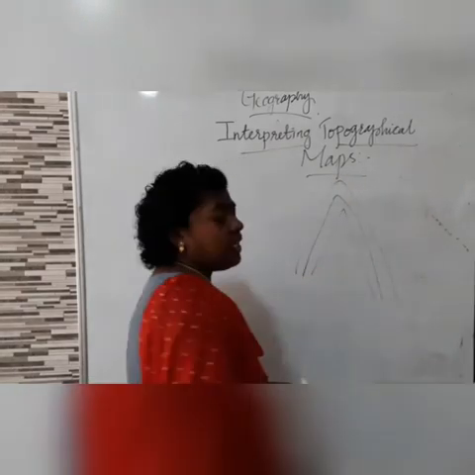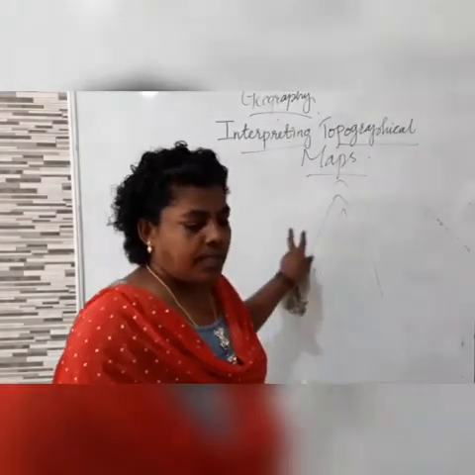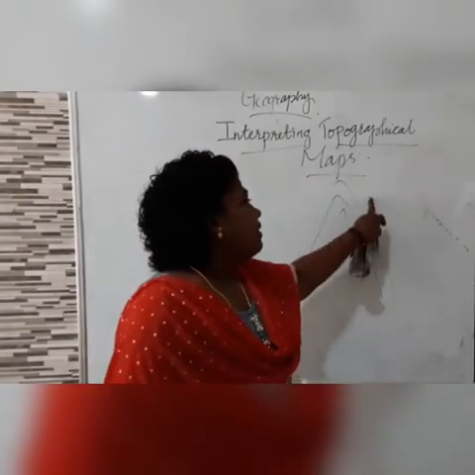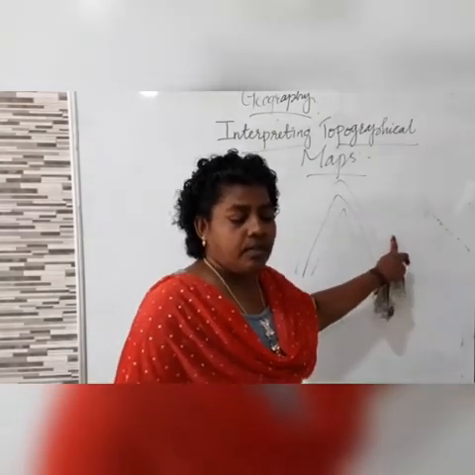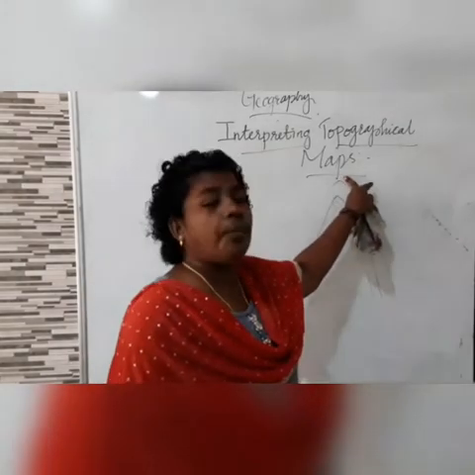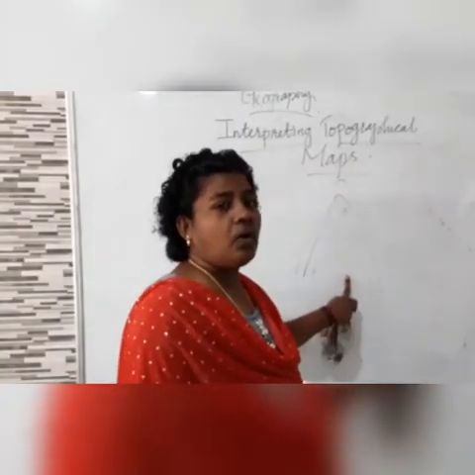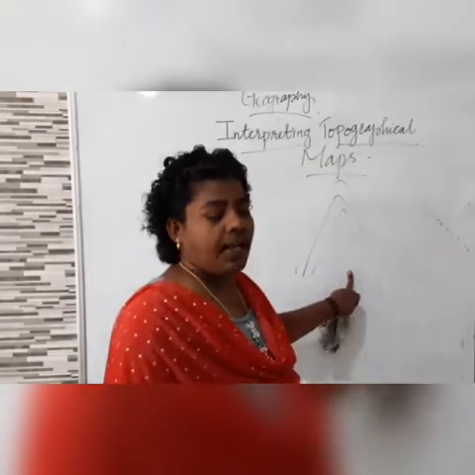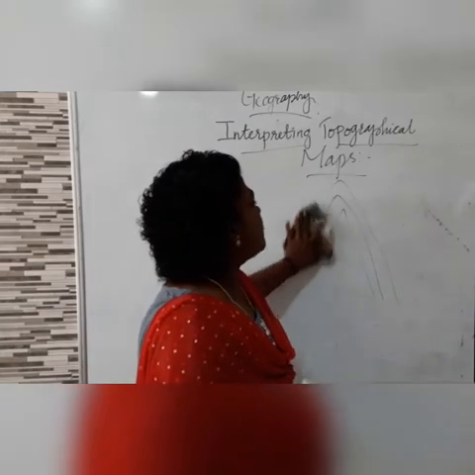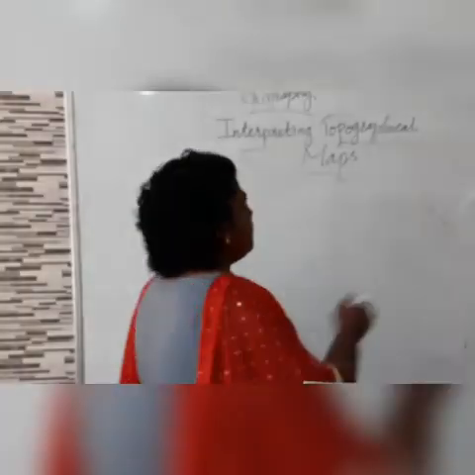Here we can see the V-shaped valley, where the slopes on either side of the river are steep. The river begins on the top of the mountain and flows down either side, and it forms what? The V-shaped valleys. Did you understand? And U-shaped valleys, how will they be formed? For example, same like this.